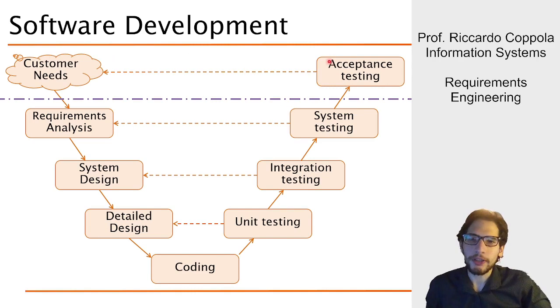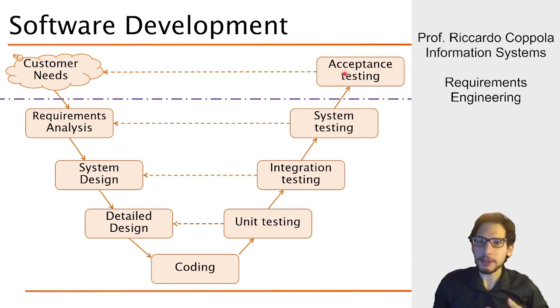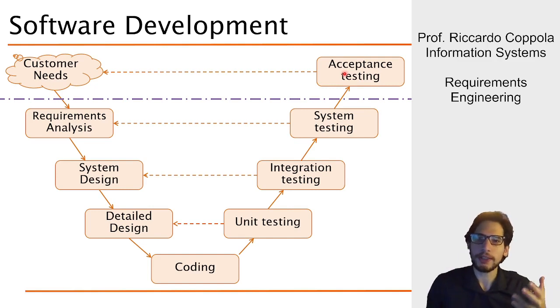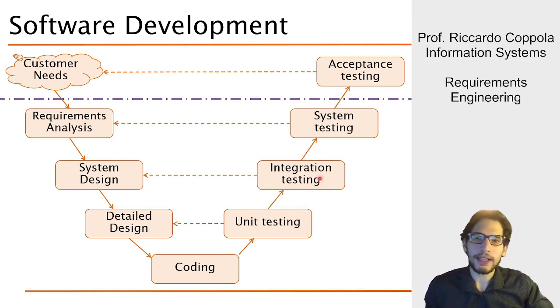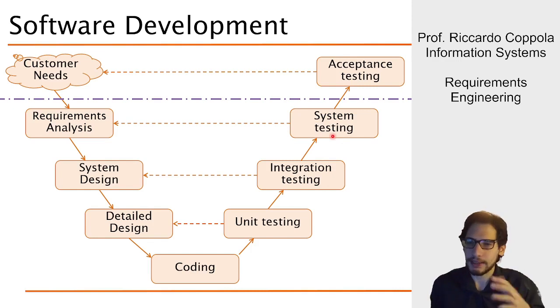This will be done through a phase that is called acceptance testing, meaning that my customer, my client, will look at my product and will see if it is compatible with the original idea of product that he had in mind. In the middle, I have different forms of testing, like unit, integration, and system testing, that are typically made, again, on the developer side, but they are made to verify elements of the design and the implementation at the lower level of my system.